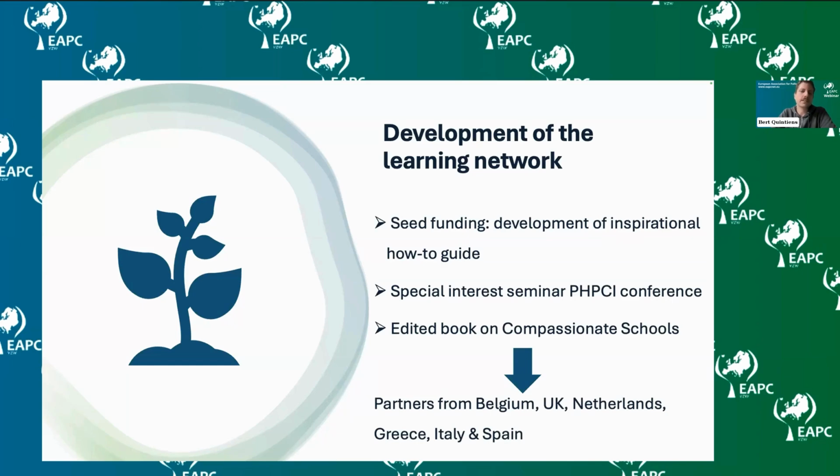And we are lucky to have attracted a number of partners from different countries. We have partners from Belgium, UK, Netherlands, Greece, Italy, and Spain. And this diversity is really important because the educational context looks a bit different in Belgium from Italy, for example. So we really need this diversity to be able to develop something that is applicable in different countries and hopefully in a lot of other countries that are not yet participating in our learning network.